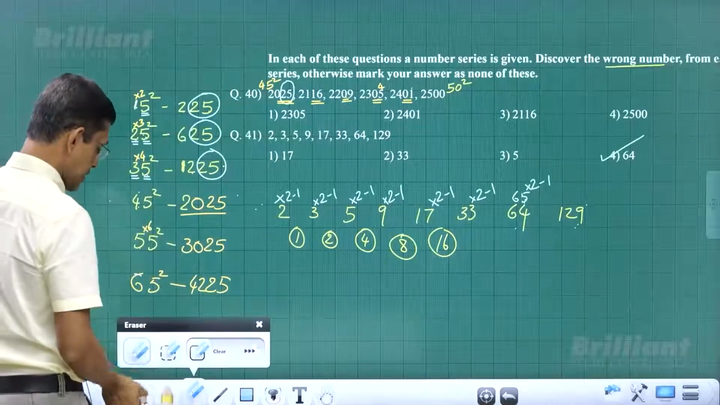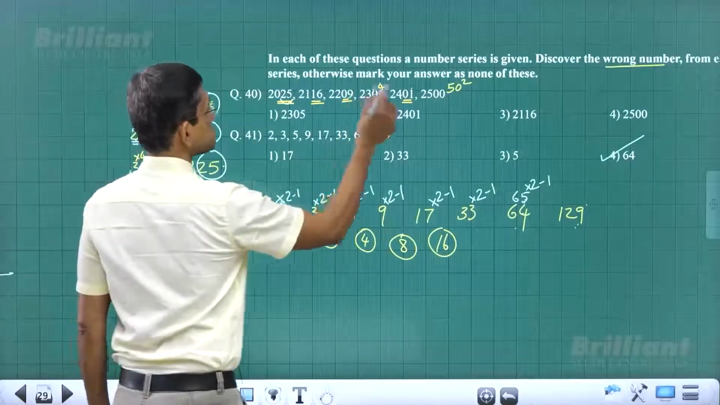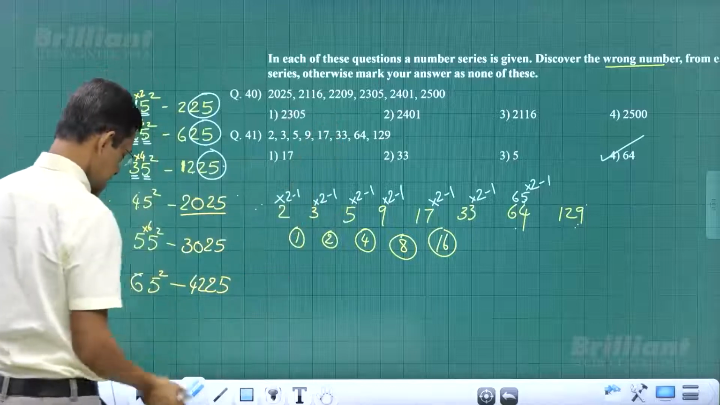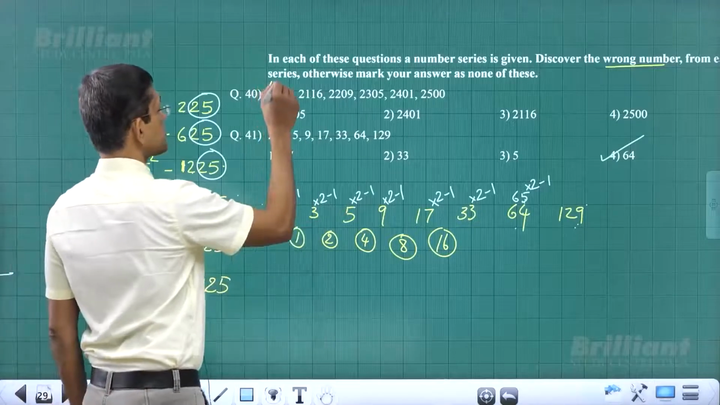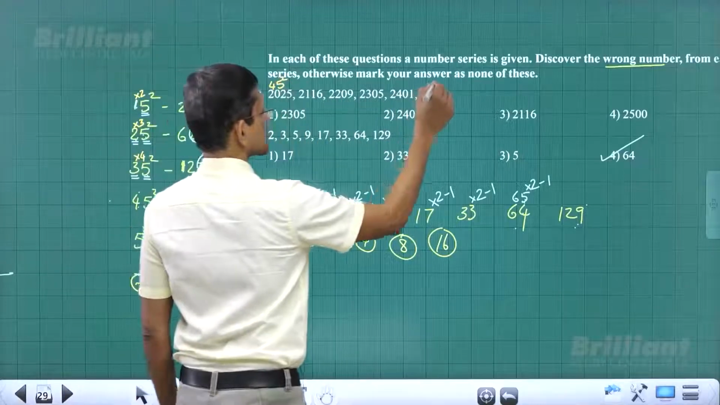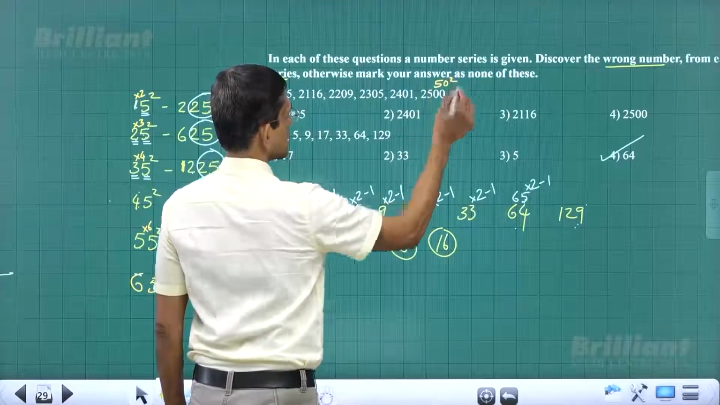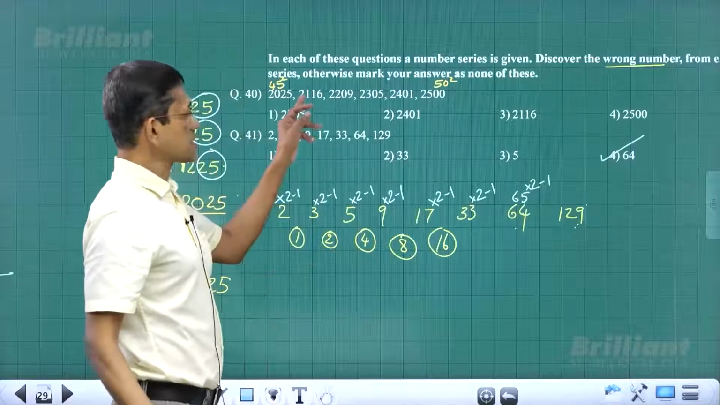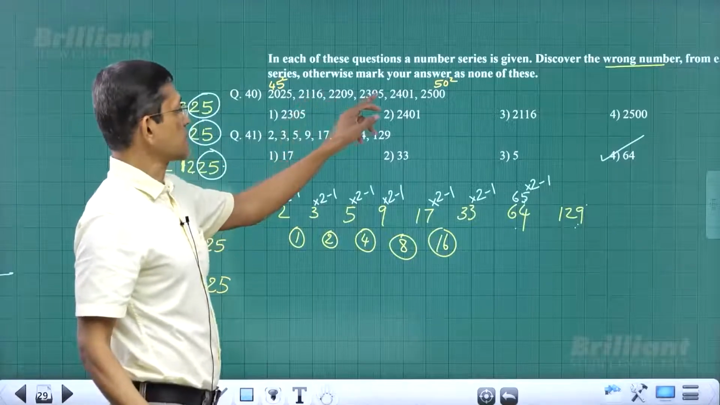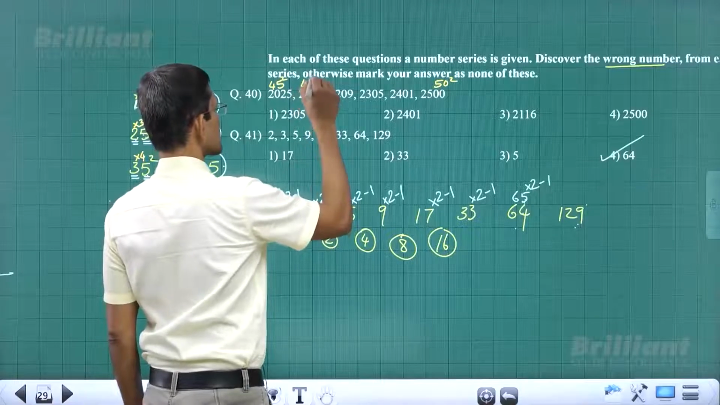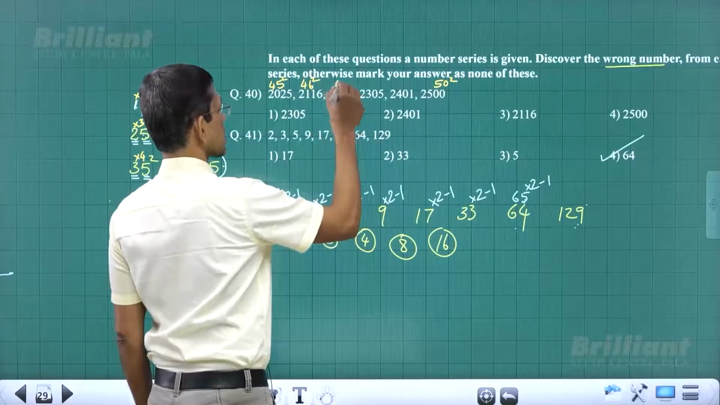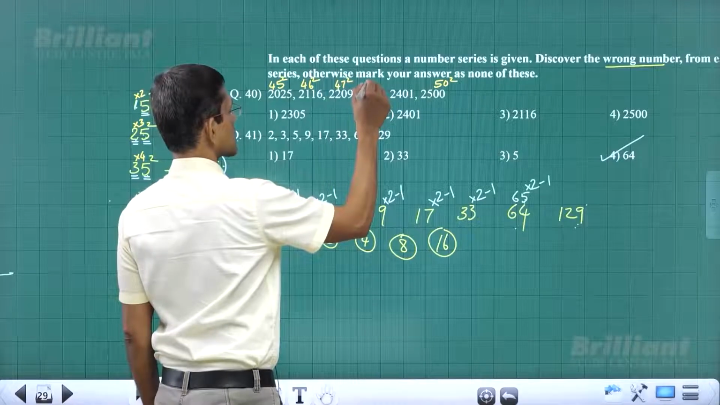There is another way of looking at that question. Since I said the first one is 45 square and the last one is 50 square, how about the other numbers in between? Is it like 46 square, 47, 48, 49? Possible. So check it out. You can see that this is 46 square, this is 47 square, this is 48 square.